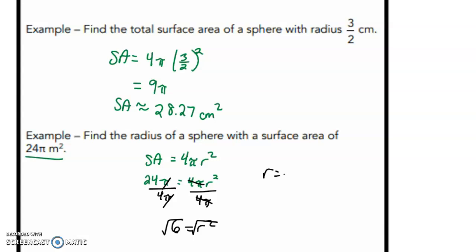And so r equals the square root of 6, or if they want a decimal answer, of course you can go ahead and type that into your calculator. So let me see what I get. Square root of 6 is roughly 2.45. So spheres are actually super easy.